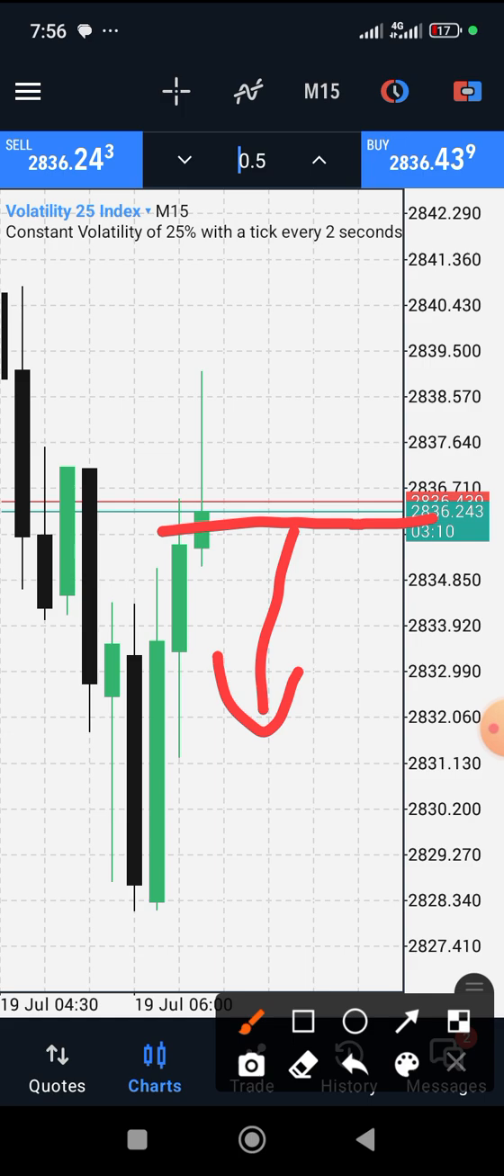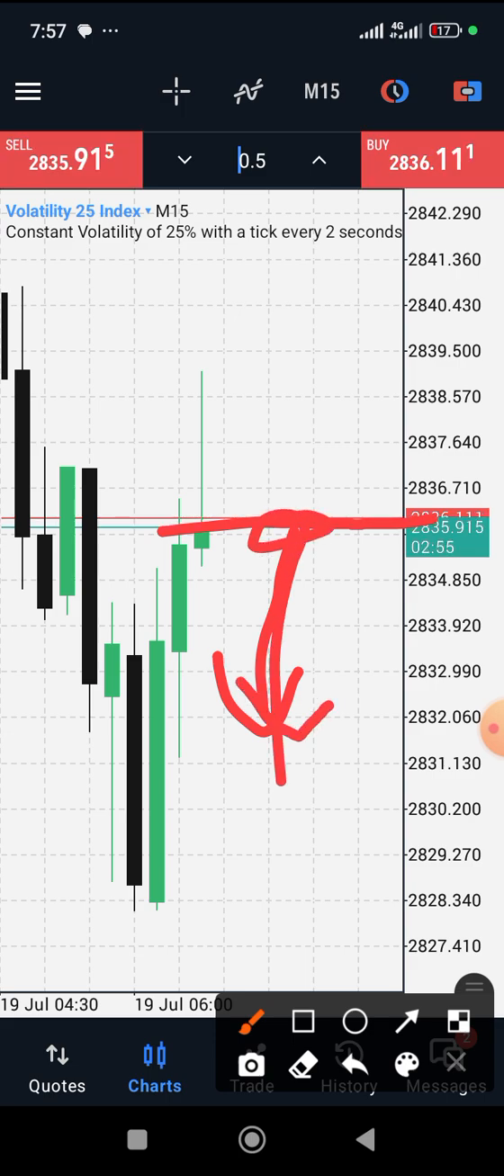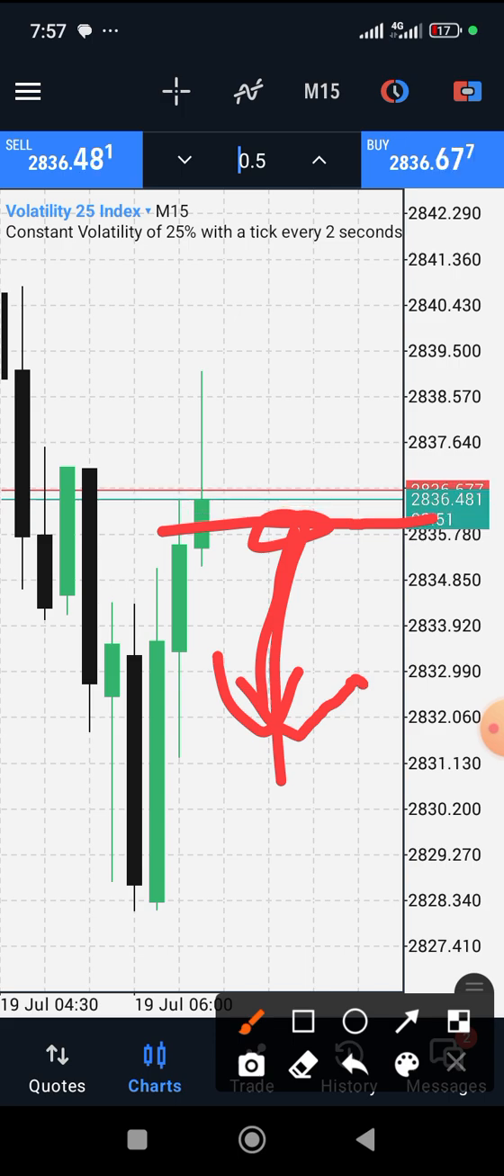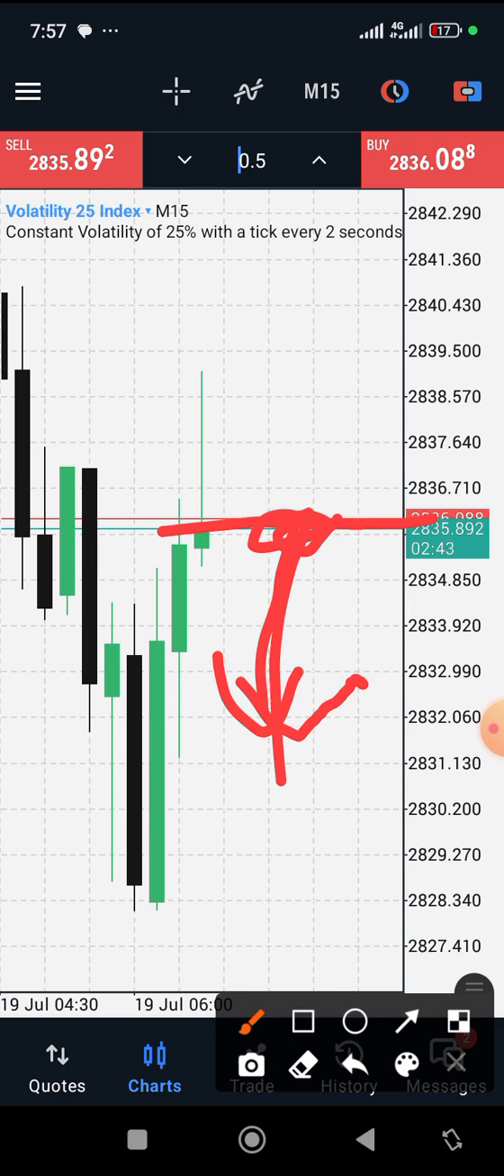The money you put to say that the market price will go that way is called lot size. So what you use to say, yes, from this particular price the market price will come downwards, that money you use in saying from this point the market price will come downwards, that money is called lot size.